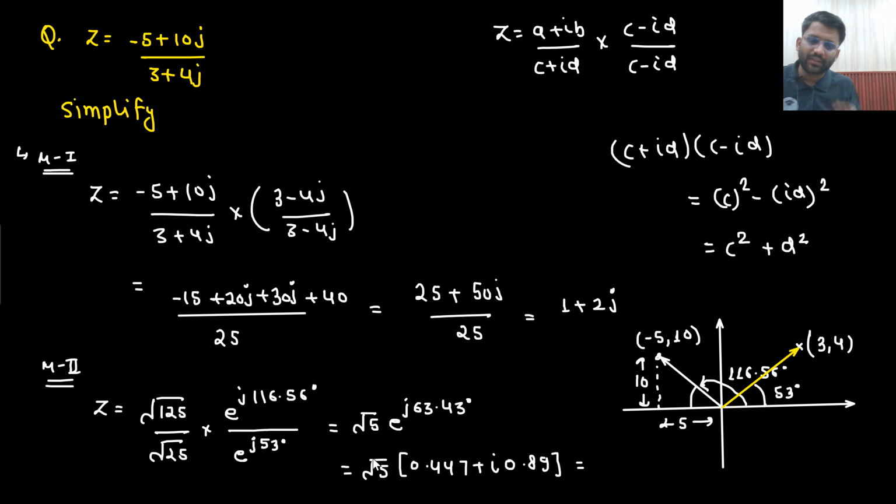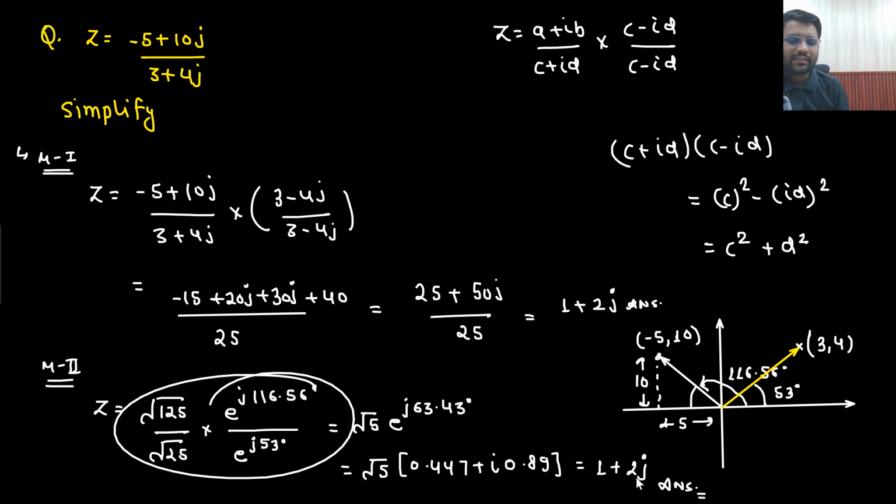So now you do the multiplication. What answer are you getting? Under root 5 multiplied with 0.447 gives 1, plus, if you do the multiplication, 0.89 multiplied with under root 5, gives 2. So 1 plus 2j. That's the answer that you are getting here as well. Understandable? So this is the process, and this is how you need to proceed. Here it actually became lengthy, while here it was short only.